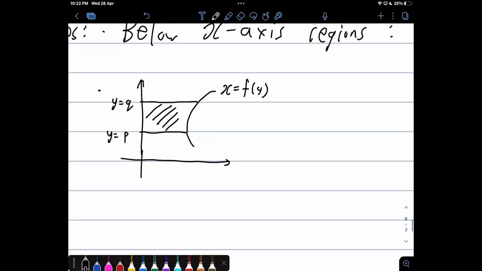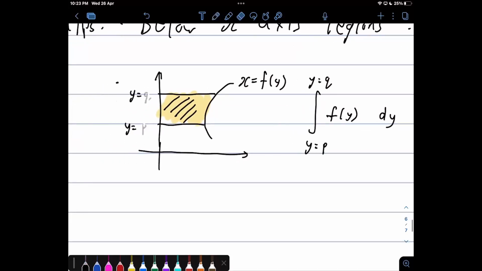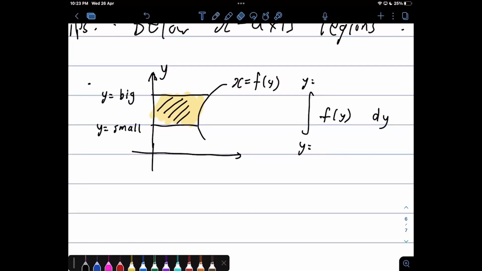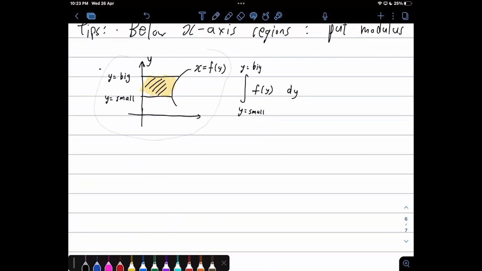If it's this kind of curve and you want to find the area over this region here, what you're supposed to do is integrate f of y with respect to y, from y equals small to y equals big. Instead of using notation, I'll just say small, big. Of course, small is below and big is above, because that's how the y-axis works. Okay, so I'll just put it here. Small, big. There is one more case, which is when it goes to the left of the y-axis.